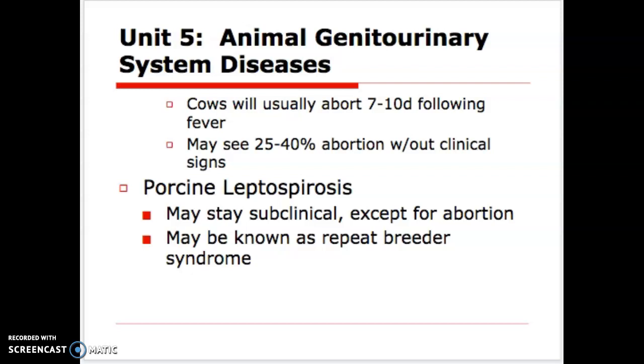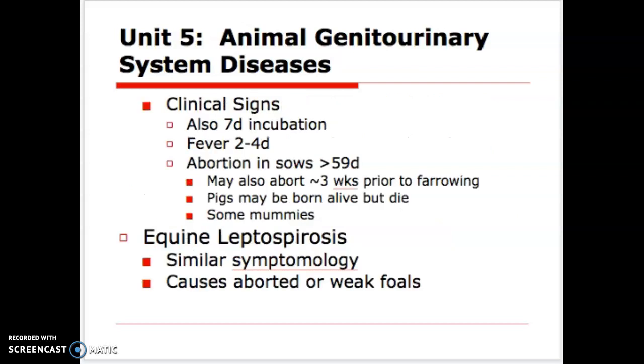Porcine lepto often stays subclinical except for the abortion event. This is known in the pig business as repeat breeder syndrome. So clinical symptoms there, again, another 7 day incubation. They may show, again, a fever for a couple days. Abortion in sows greater than 60 days pregnant, and all the way up to about 3 weeks prior to farrowing. So through that mid time frame of their pregnancy, they'll be at risk for abortion. Some mummified pigs and some piglets that are born alive but die just because they're already affected.